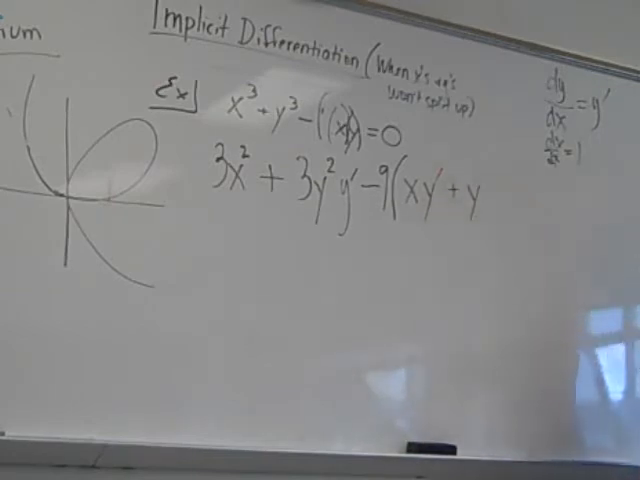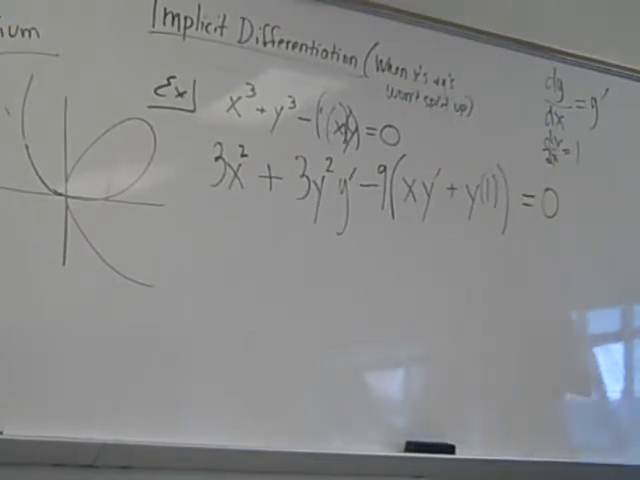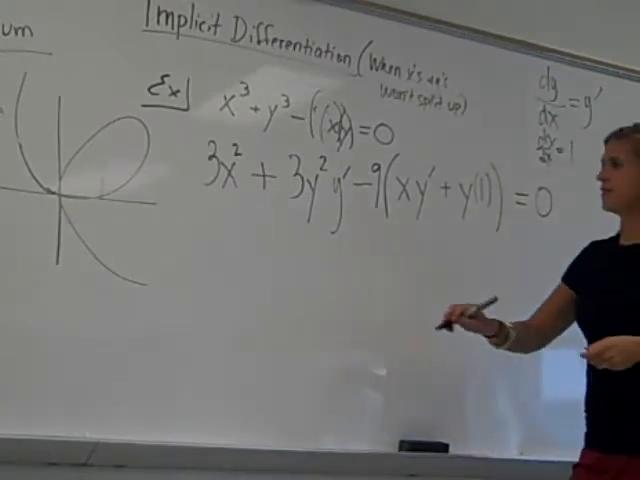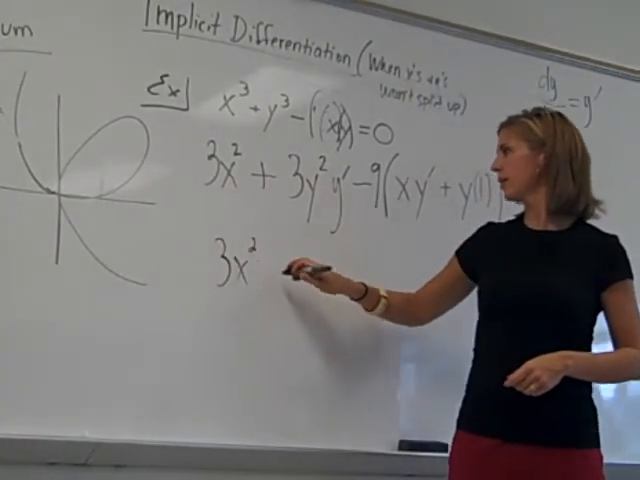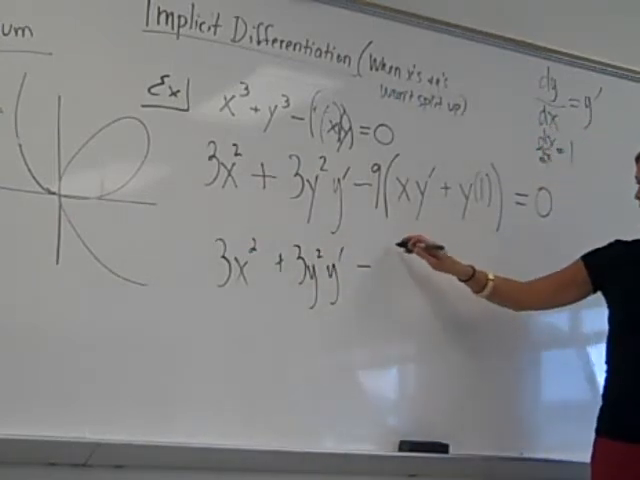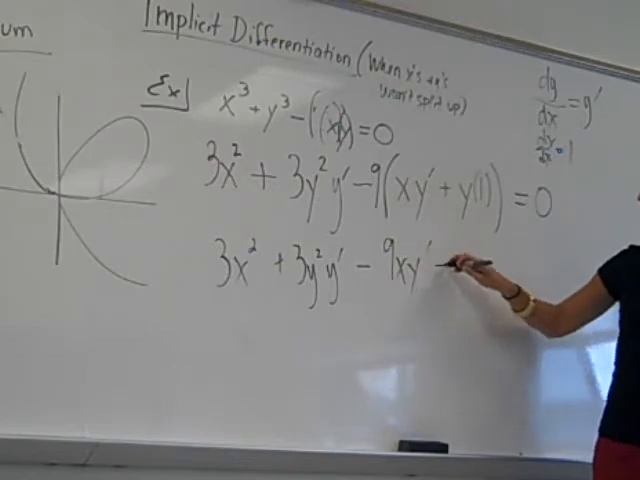Plus the second term times the derivative of the first, which is 1. dx/dx, but I don't care about the x prime. It's just 1. Equals the derivative of 0, which is 0. So I'm just taking the derivative of both sides, but now every time I take a derivative of y, I'm chaining on, or multiplying on, a y prime. So what I have is 3x squared plus 3y squared y prime minus, I'll distribute the 9 now, 9xy prime minus 9y.